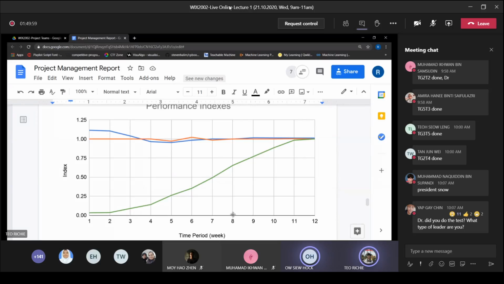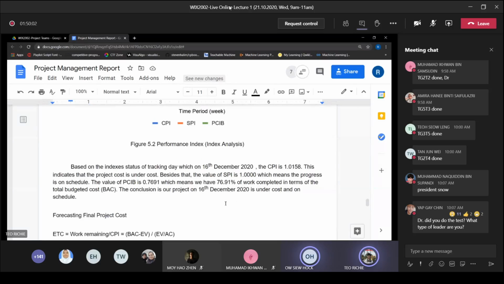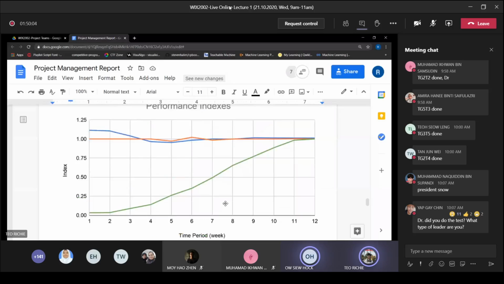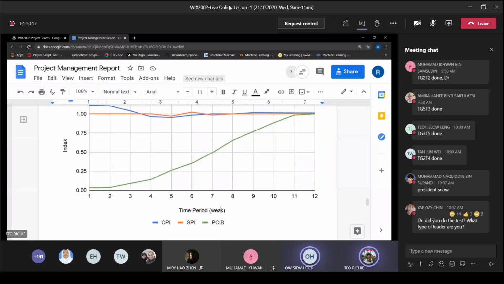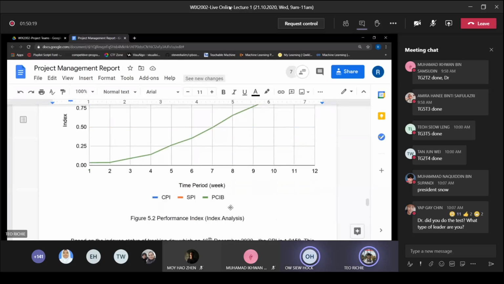I see. Okay. So if you are within the project cost, then what is the post statement? Let's say you have 5,000, then yours is let's say 4,000 something. Then you mention it is within cost. Right. I can see the green one. Is it the cost? The green one is PCIB. Oh, PCIB. Okay.